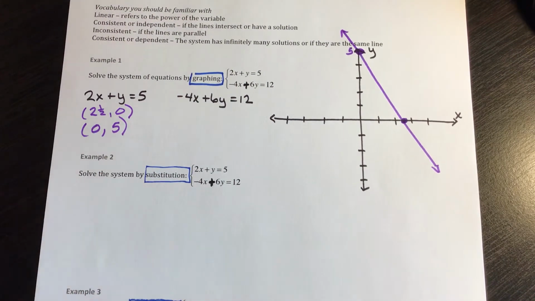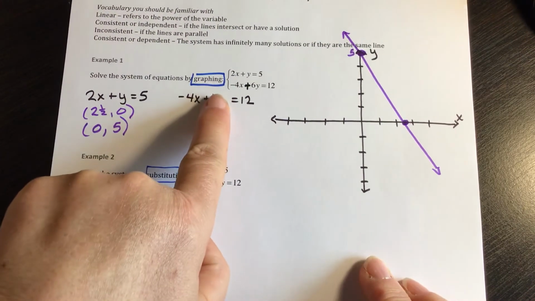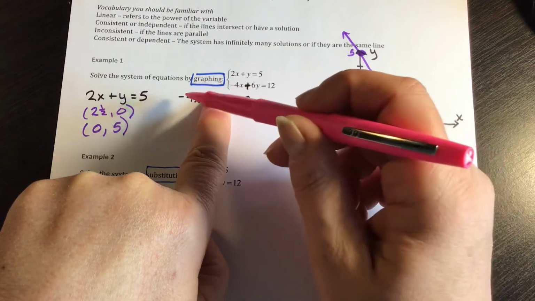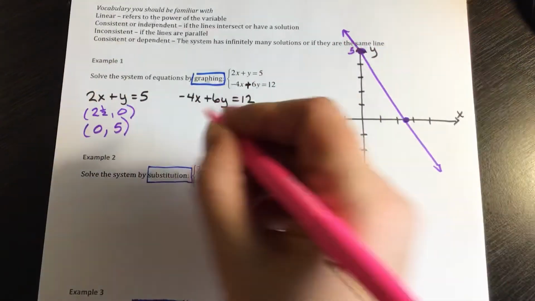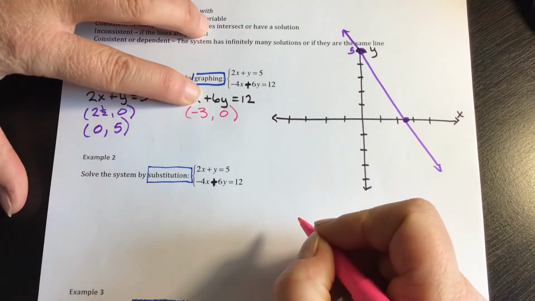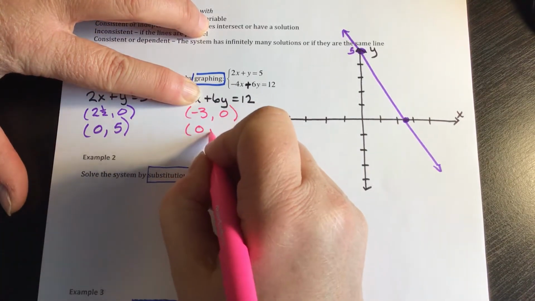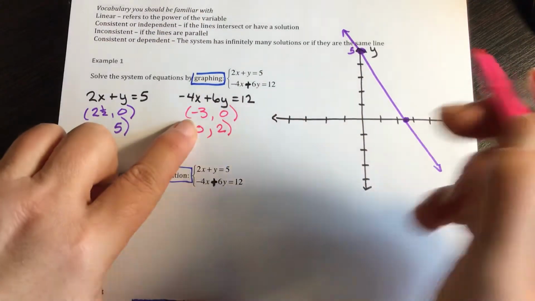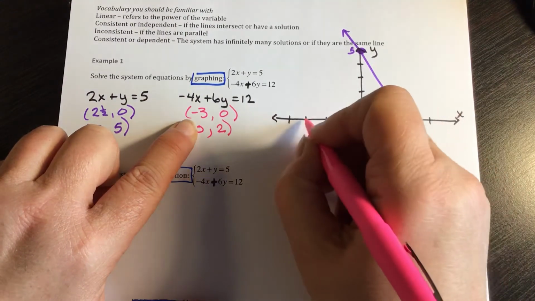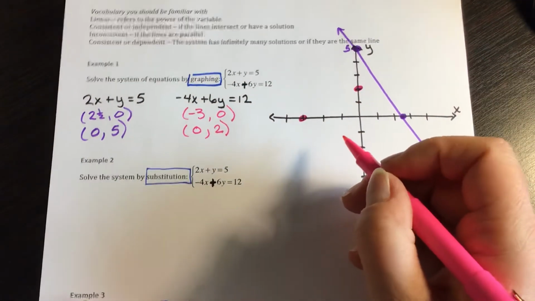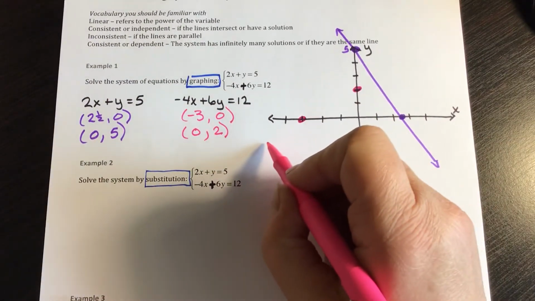The second equation, again, I'm going to find the intercepts. So if I want to find the x-intercepts, I'll cover up y. So I have -4 times x equals 12. So x would be -3. So the x-coordinate is -3, the y-coordinate is 0. And to find the y-intercept, the x-coordinate will be 0, and the y-coordinate here would be 2. So x is -3, 1, 2, 3, and y is 2. And I'm going to connect those points.